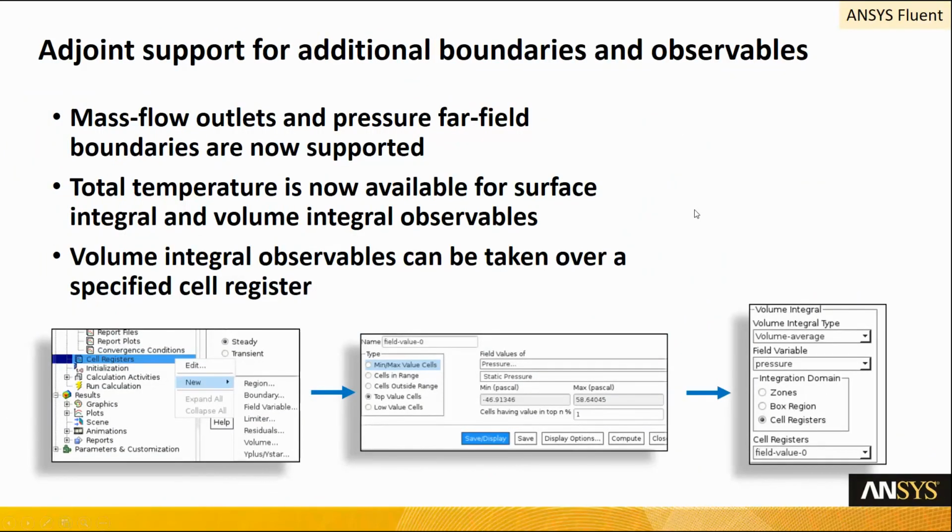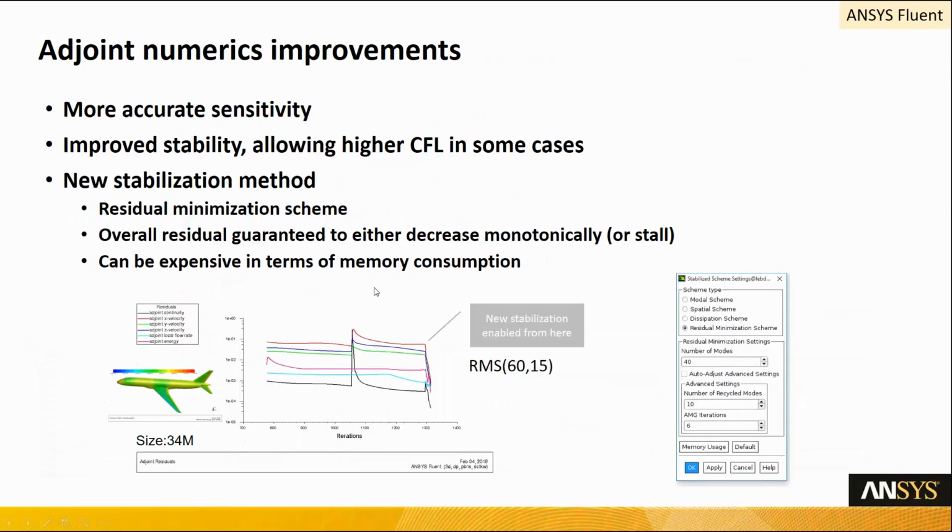Adjoints are continuing to be exploited. The adjoint solver for shape optimization. So there's new boundary conditions for mass flow outlets and pressure at the far field that are supported. You can now use total temperature in integrals, and your volume integrals can be not only over a zone or a box, but you can now use any region you can set up with a cell register.